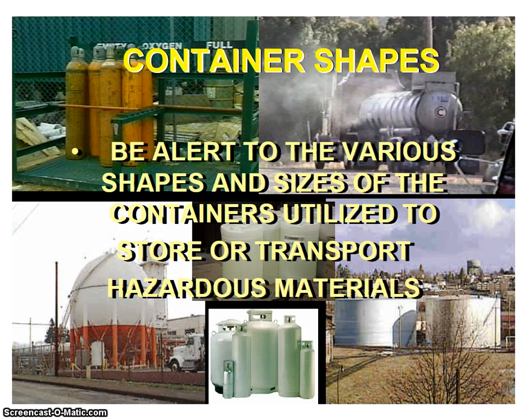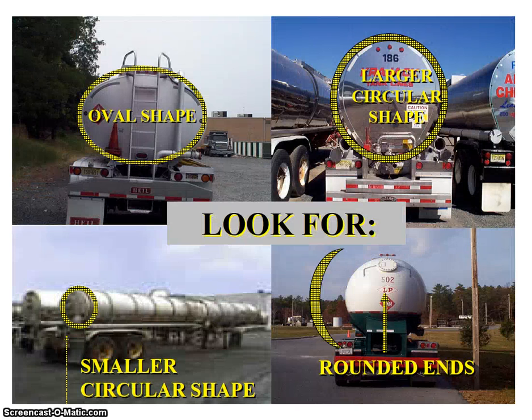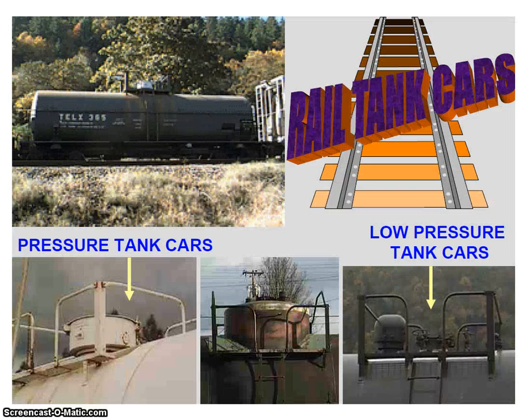With respect to container shapes, be alert to the various shapes and sizes of the containers that are utilized to store or transport hazardous materials. We often look for oval shapes, large circular shapes, smaller circular shapes, and rounded ends. Looking at pressure tank cars, rail tank cars, and low pressure tank cars.